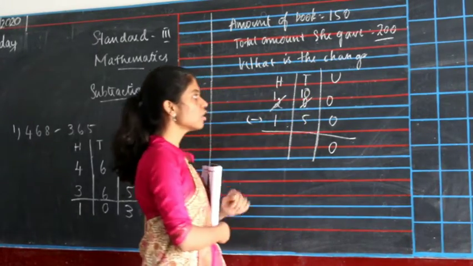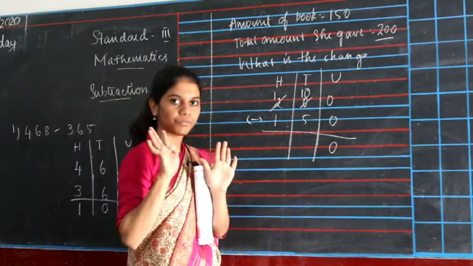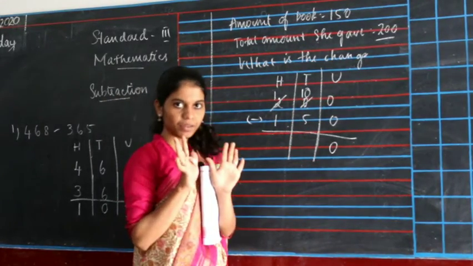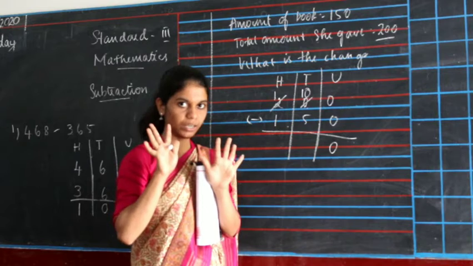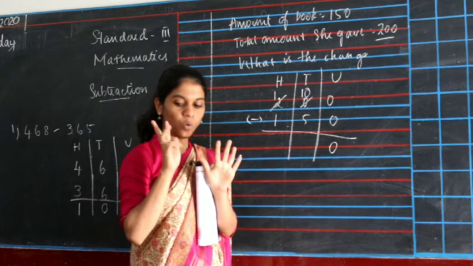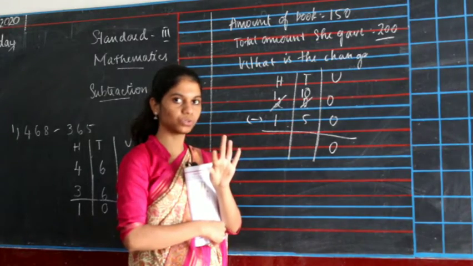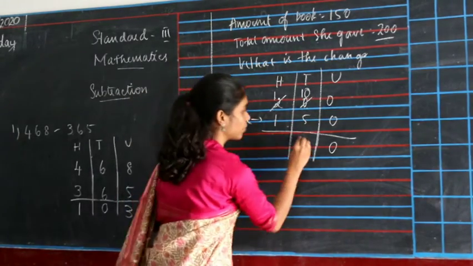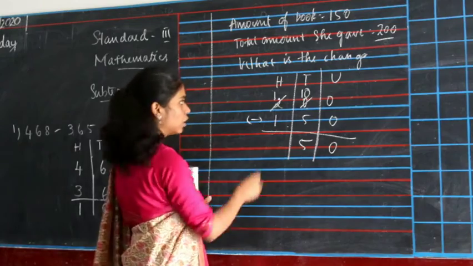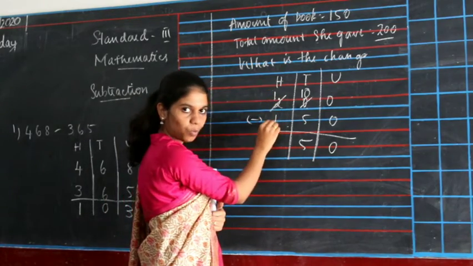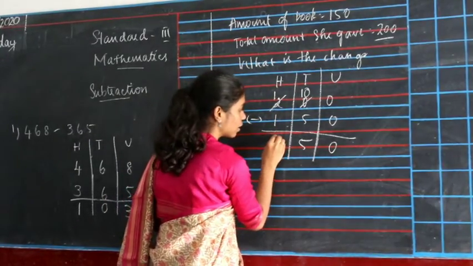So if you subtract 5 from 10, what will you get? You have 10 here and you have to subtract 5 from it. 1, 2, 3, 4 and 5. Remaining 1, 2, 3, 4 and 5. So 10 minus 5 is 5. Here you have 1 and here you have 1. 1 minus 1 is 0.